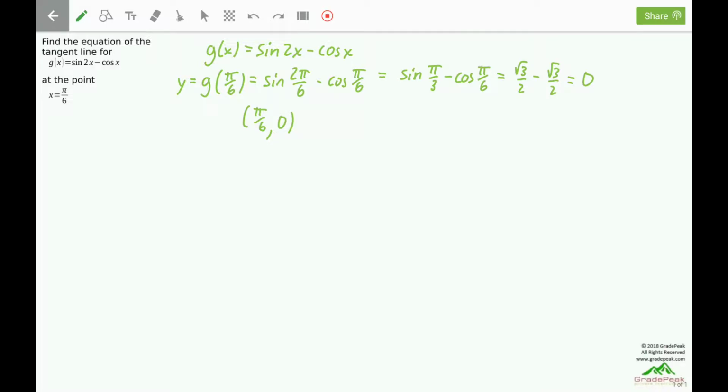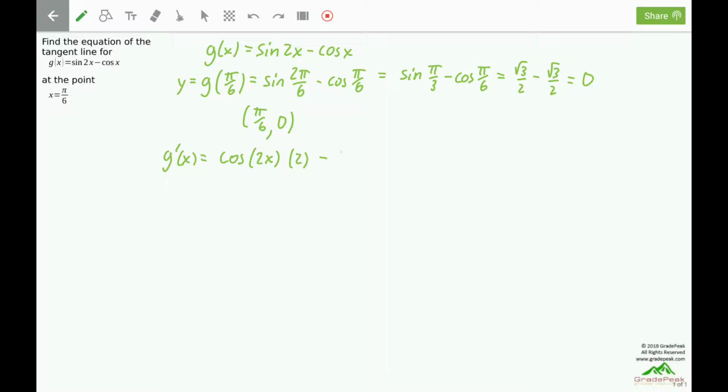The next thing we need is the slope of the tangent line, and that's the derivative. So let's take the derivative of the function g of x. G prime of x will be the first term. We start with the derivative of the outermost function, that's the sine. The derivative of the sine will be the cosine. Leave its inside alone, 2x, but then multiply by the derivative of the inside to complete the chain rule.